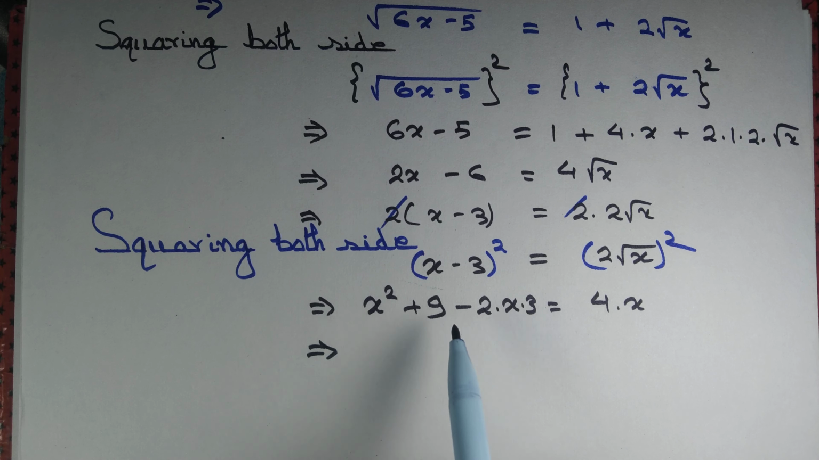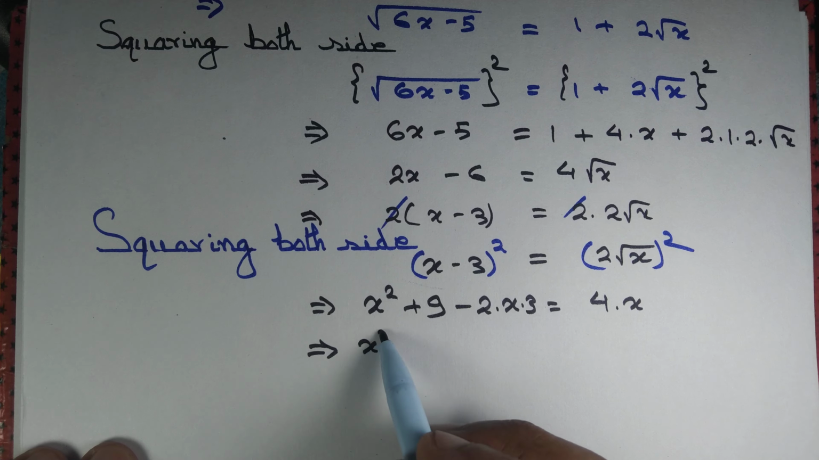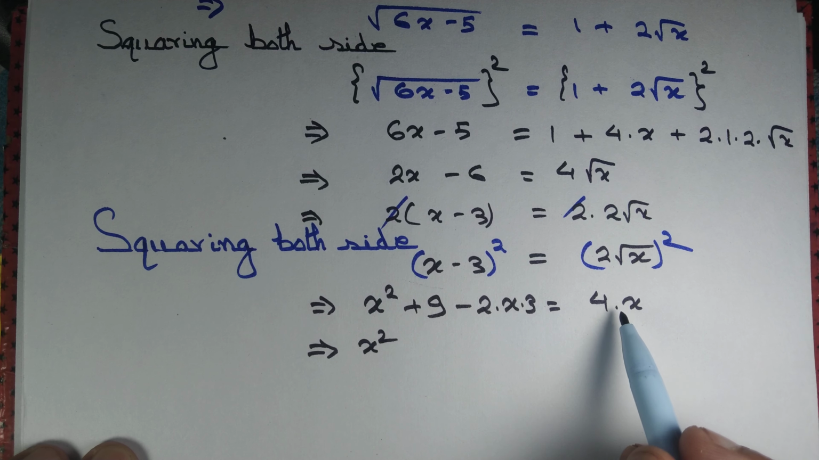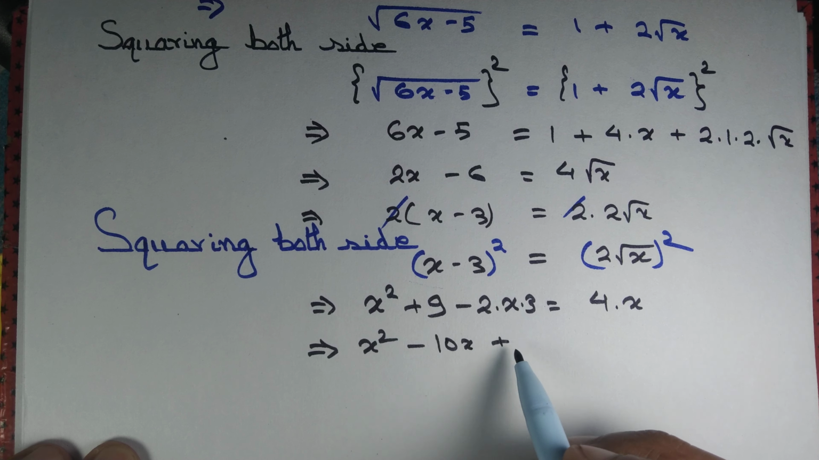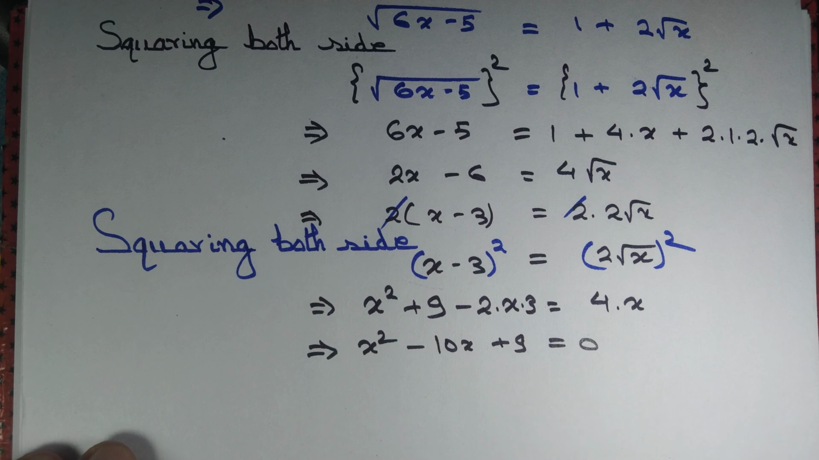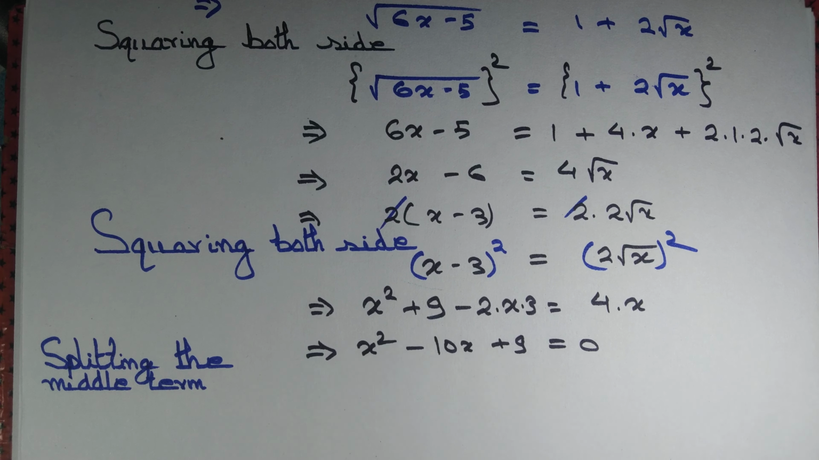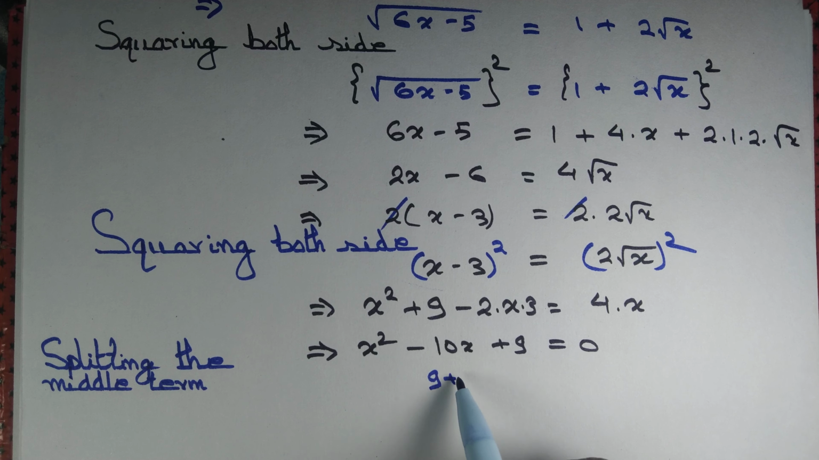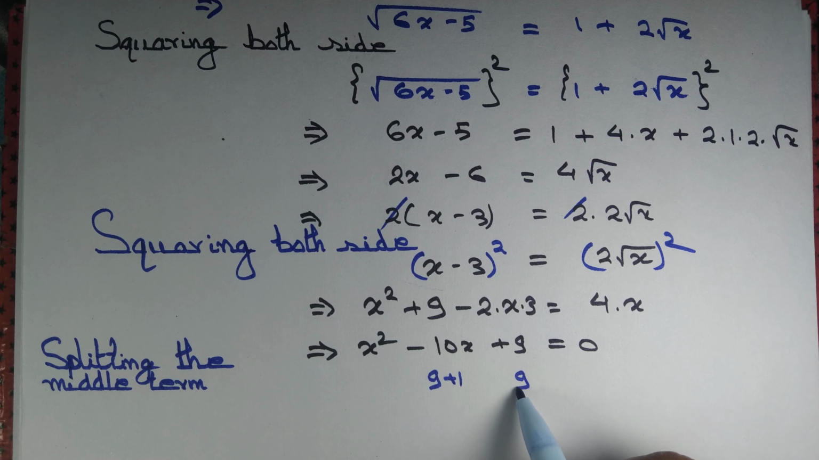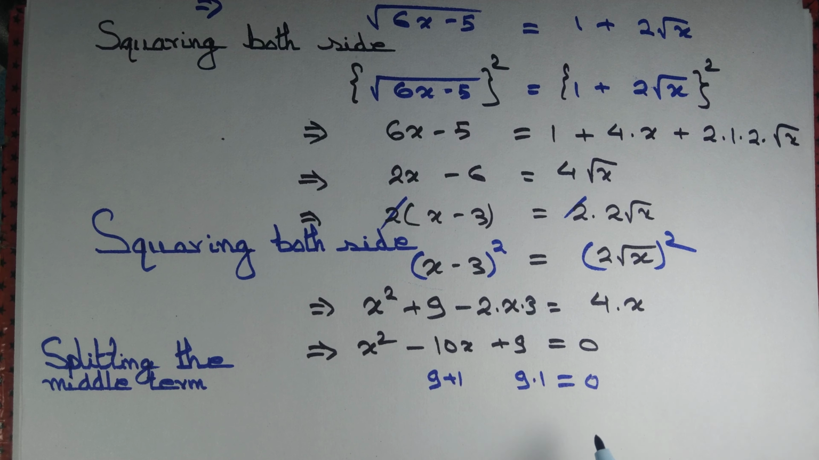Okay, now we are almost done. x square as it is, minus 6 number of x and minus 4 number of x, so minus 10 number of x plus 9 equal to 0. Now this is a quadratic equation. There are several methods of solving it, but easiest one will be splitting middle term. So 10 can be written as 9 plus 1 and 9 can be written as 9 into 1 equal to 0. We copy as it is.